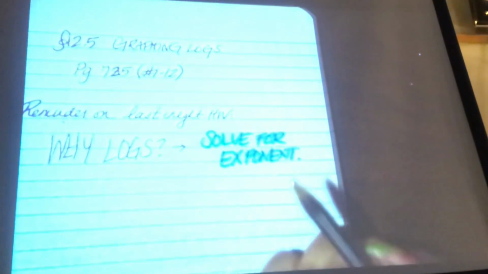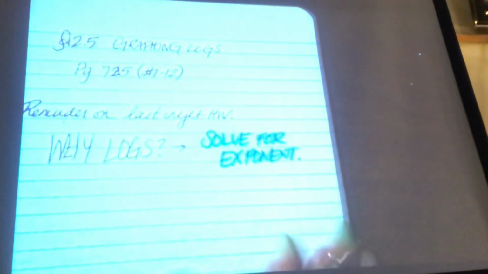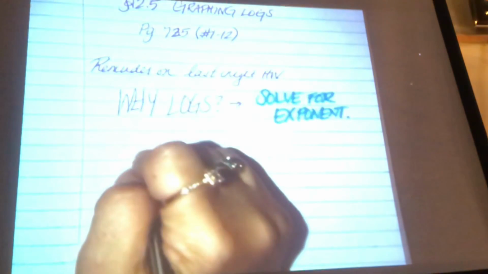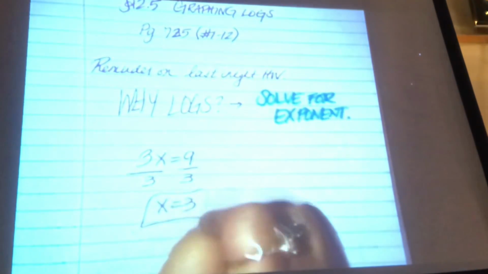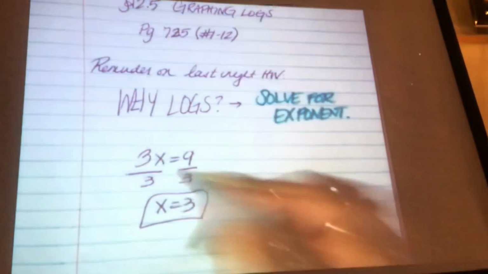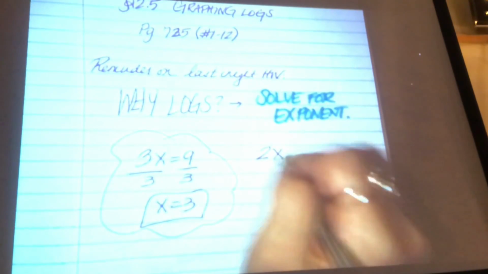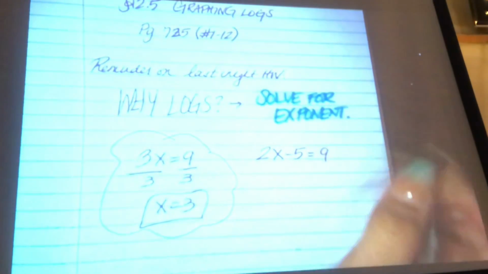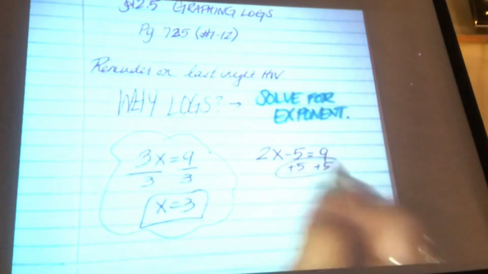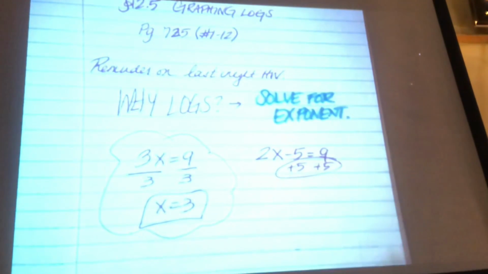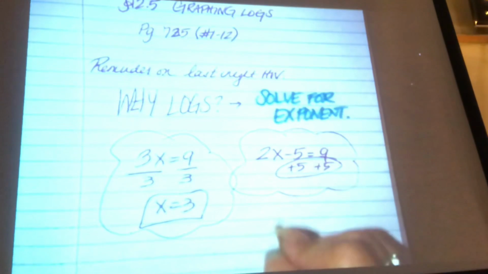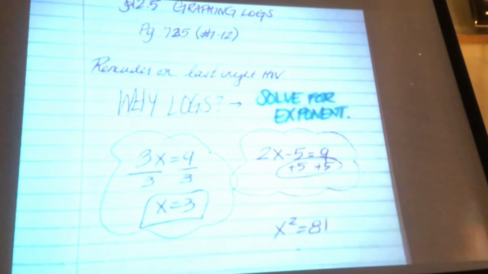Reminder on last night's homework. Why do we need logs to solve for the exponent? For example, you know that if you have 3x equals 9, you divide both sides by 3 and you get x equals 3, because the opposite operation of multiplication is division. You also know that if you have 2x minus 5 equals 9, you add 5 to both sides, because the opposite operation of minus 5 is to add 5. You also know that if I have x squared equals 81, the opposite operation of a square is to take the square root.